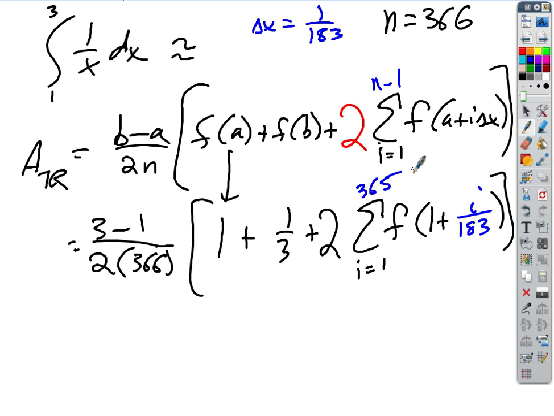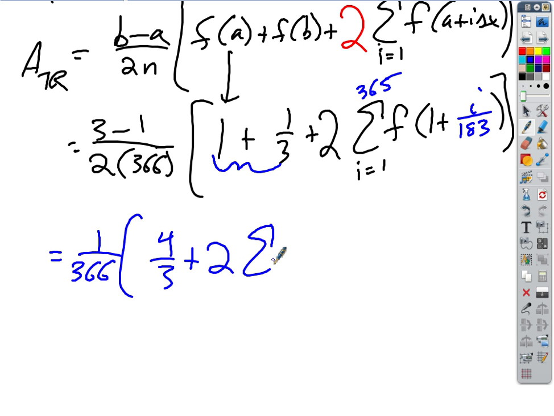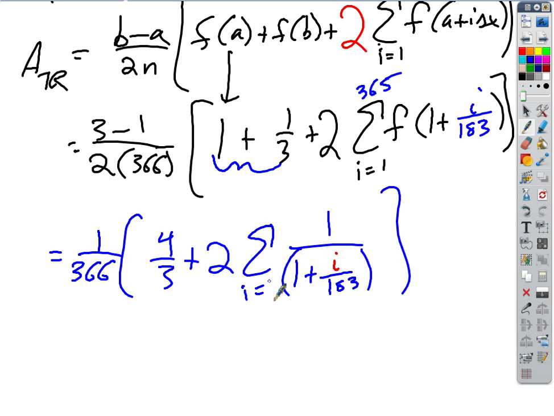So this is what we're actually going to put into our calculators. That's a 2 that cancels with that 2, right? So we just get 1 over 366 times (1 plus 1/3, which is just 4/3; we can do that part by hand), plus 2 times the sum of 1 over (1 plus i over 183) as i runs from 1 to 365. So let's do that on our calculators.